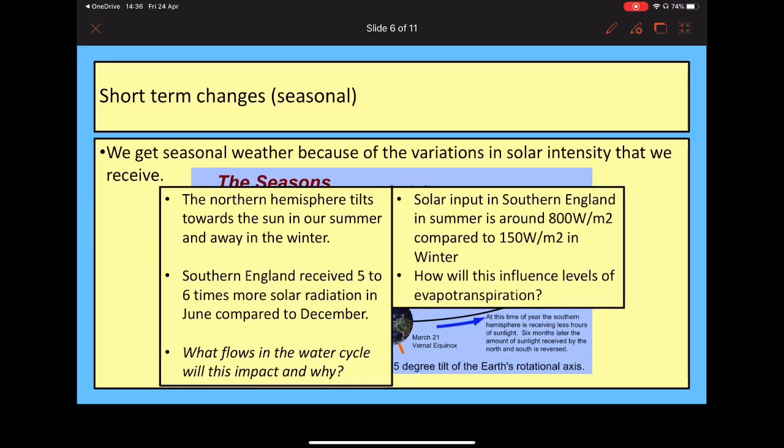So just to put this 5 to 6 times into figures, we get 800 watts of energy per meter squared from the sun in southern England in the summer, and 150 in the winter. So again, that's going to affect evapotranspiration. That's the energy that's required for evaporation to occur.